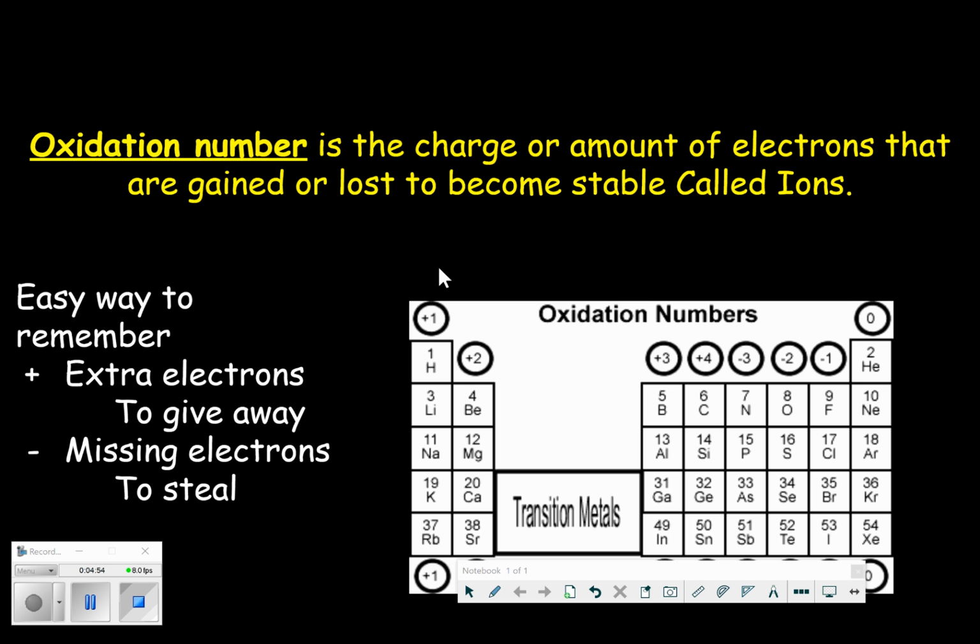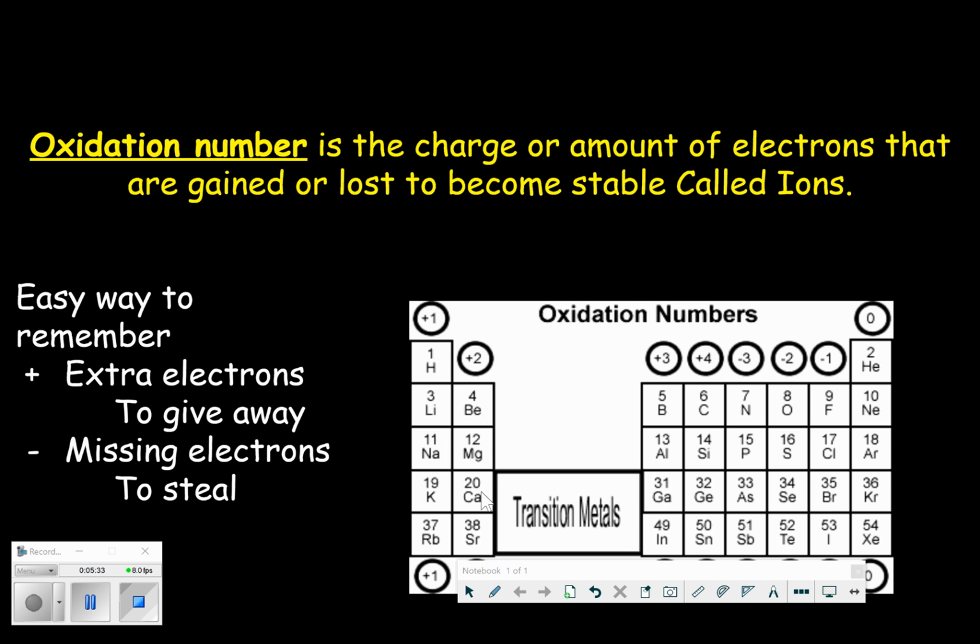The oxidation number is the charge or amount of electrons that are gained or lost to become stable. Again, this is called an ion. Anything in this first column is a +1. It is donating one electron, and it is a +1. The easy way to remember this is extra electrons is positive. They want to give them away. A negative is missing electrons it wants to steal. So anything in this first column is a +1.